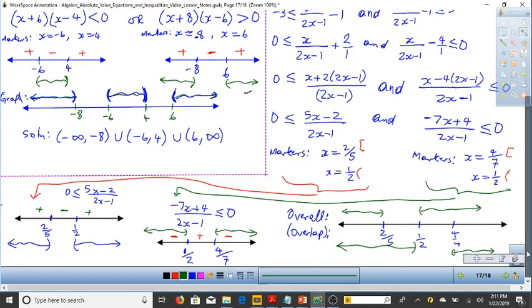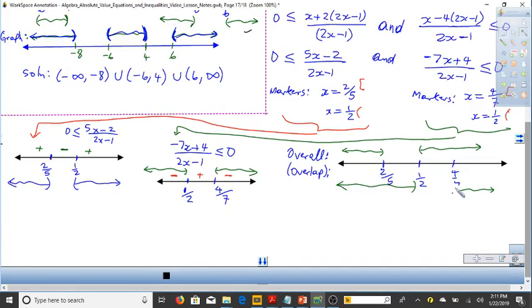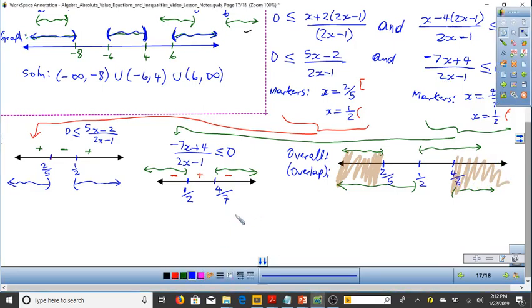Therefore, if you look at this solution here where they overlap, let me just write it a little clearer. Where they start overlapping, these guys overlap from 2/5 to the left, and these overlap from 4/7 to the right. So my overall solution then is from -infinity to 2/5, or from 4/7 to positive infinity.